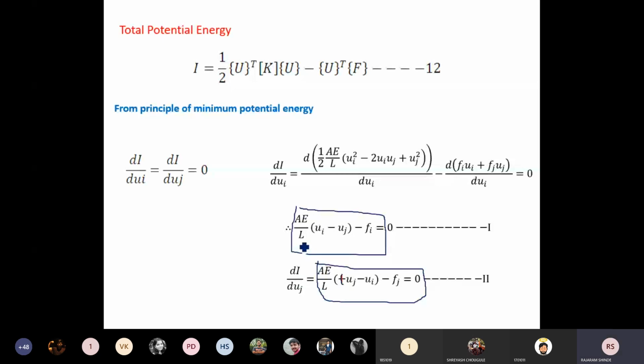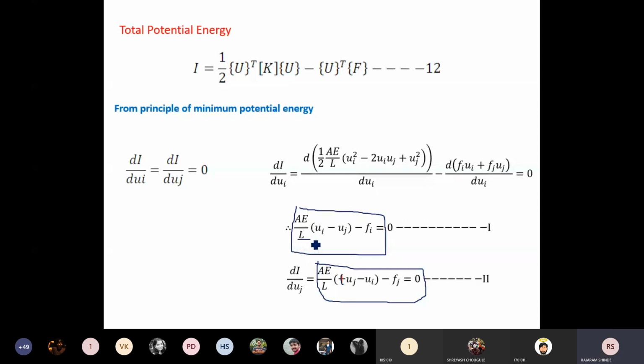Here, when I multiply AE by L to this equation, what will I get? AE by L into Ui minus AE by L into Uj, minus Fi. Here what will I get? AE by L into Uj minus AE by L into Ui minus Fj. Do you agree with this?